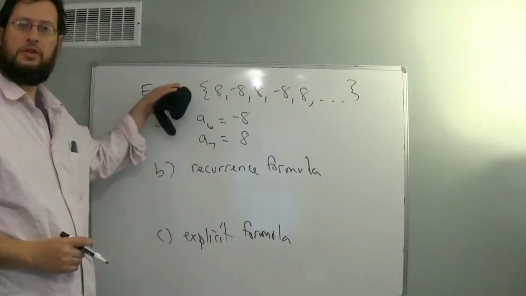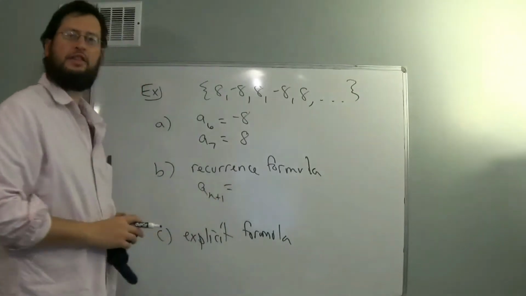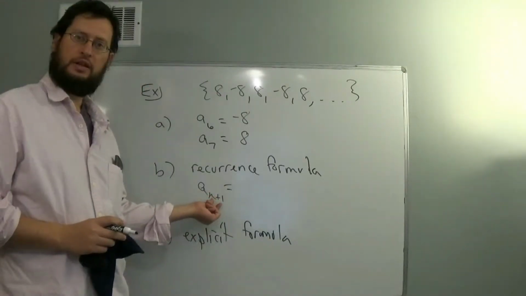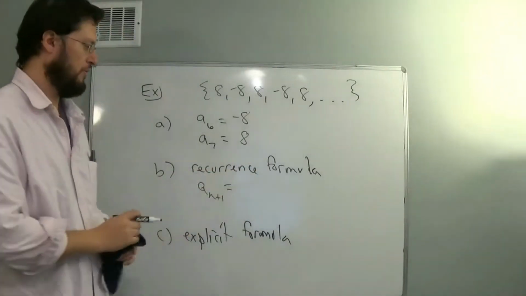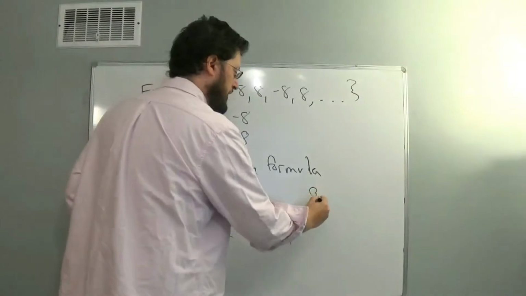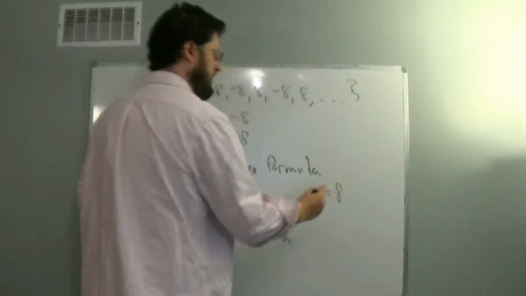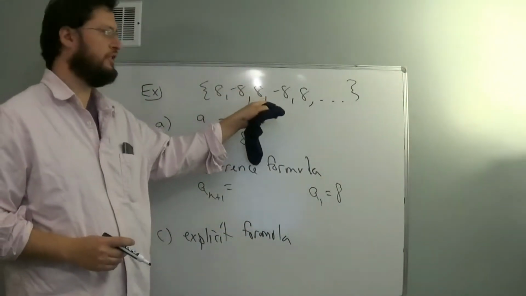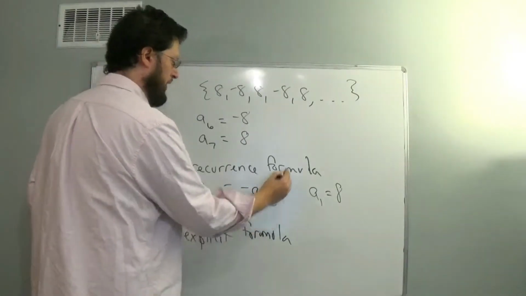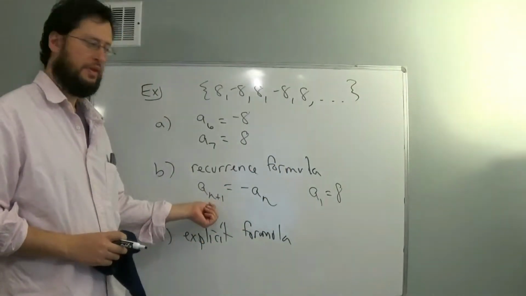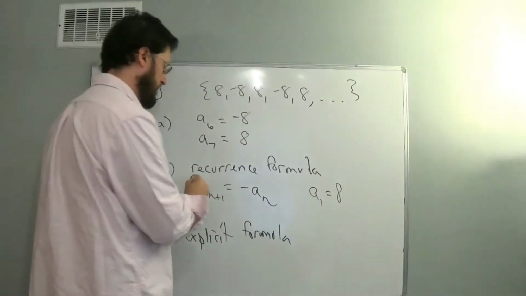Next, what is a recurrence formula? Remember, a recurrence formula will have a formula for the nth term, n plus first term, and it will include somehow or another a n here, or possibly even earlier ones. And we'll also need the starting value. Well, a1 is 8. How do I go from one term to the next? No matter where I am, I go from one term to the next by multiplying by negative 1. So the n plus first term is the negative of the nth term. And this is the recurrence relation.